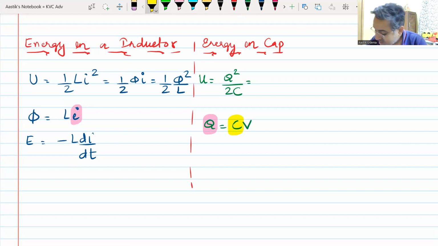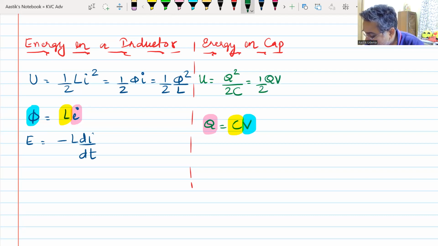The job of C is taken over by 1 by L. So whatever job V is doing is to be done by phi. So you can write this formula as phi I equals Q, half QV. If you remember, this formula can also be written as half QV, or phi square by 2L can be written as half CV square. I hope you are able to understand what I mean to say here.